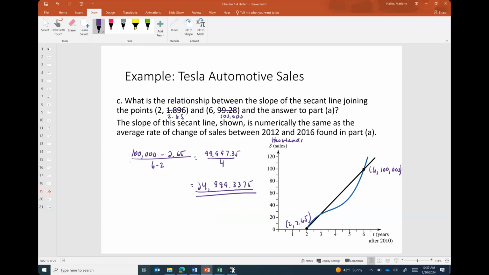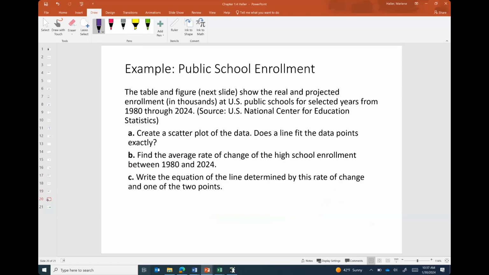The average rate of change is always going to be the slope of the secant line that connects the 2 points on the graph. All right, let's look at one more example here, and I want to show you how to make a scatter plot both on the graphing calculator as well as in Excel.